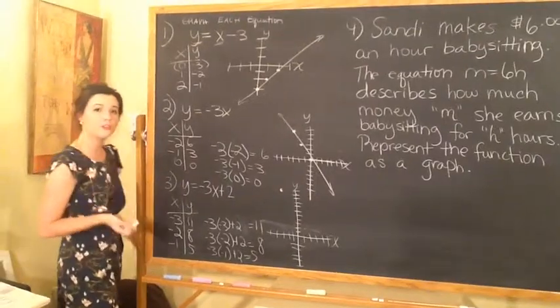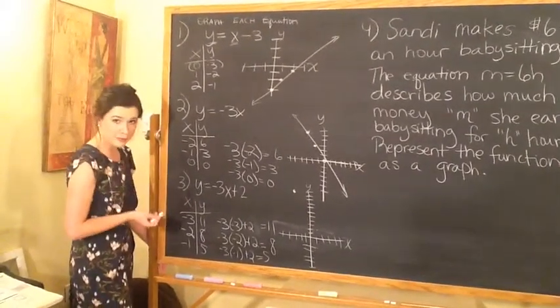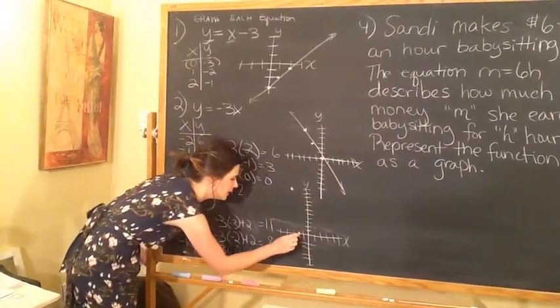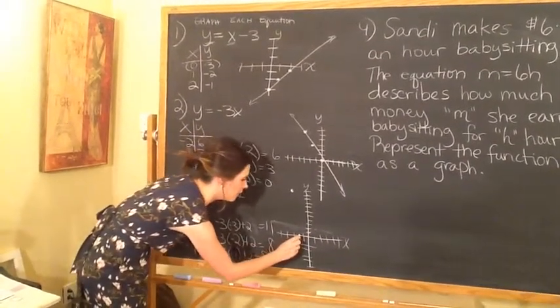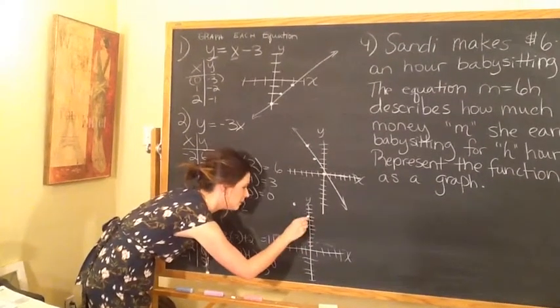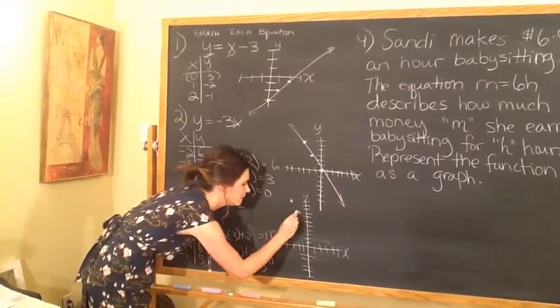Obviously mine's not going to be perfect because I do not have graph paper, so use graph paper. Negative 2 is going to be 2 units to the left and then 8 units up. So 1, 2, 3, 4, 5, 6, 7, 8. So I'm going to be about here.